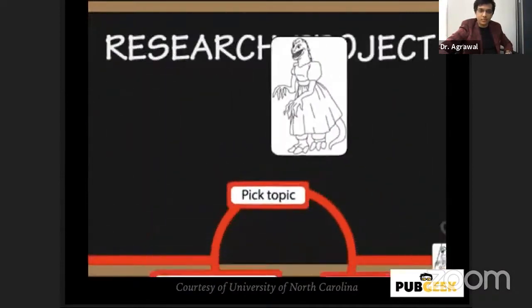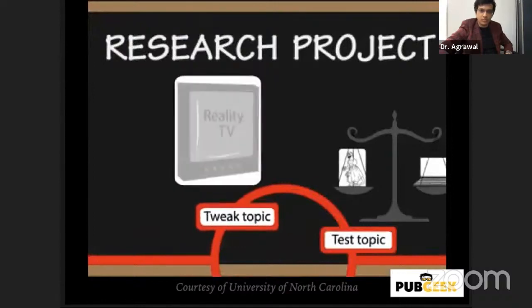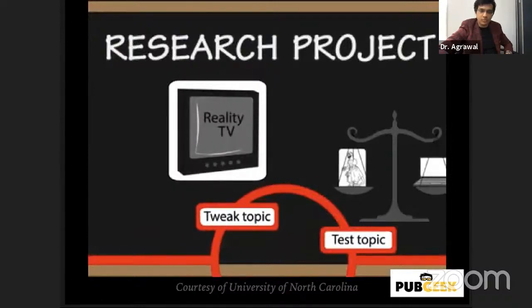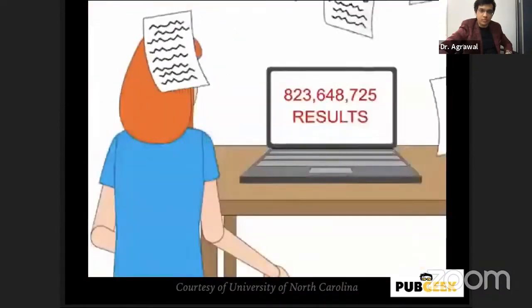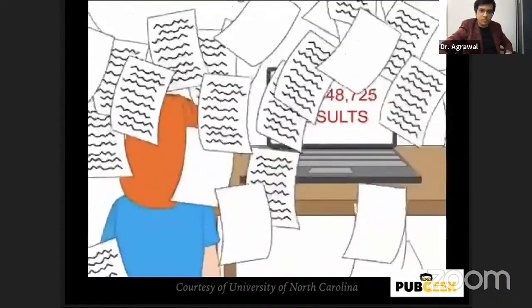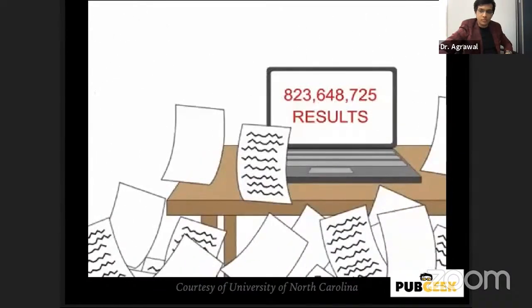Realizing that maybe her topic is a bit too narrowly defined, Jenny decides to tweak it by broadening her scope to reality TV in general. But when she tests this new topic, she winds up drowning in a sea of research, all of which has to do with reality TV, but doesn't tie together to help her form a coherent thesis.